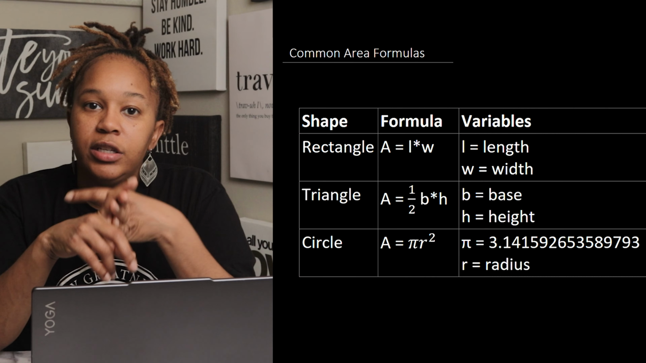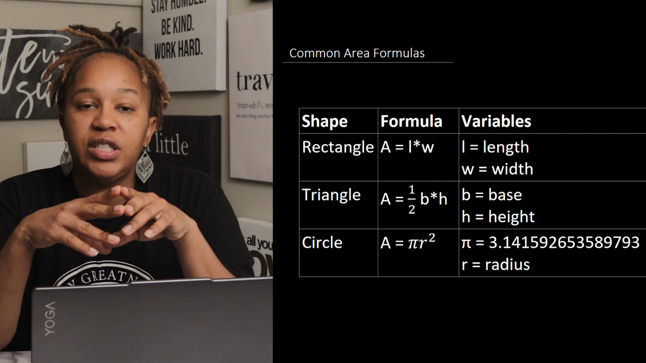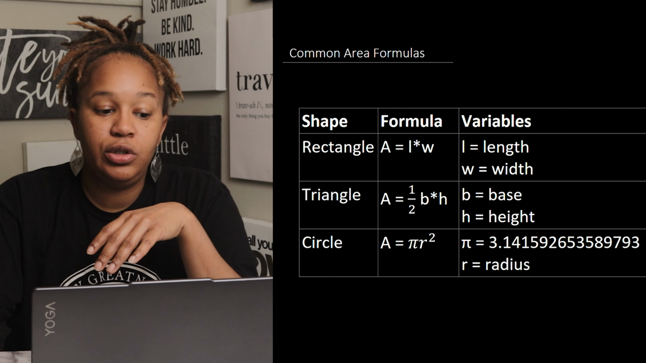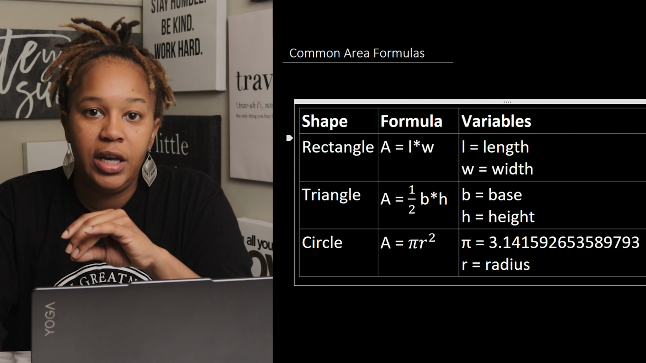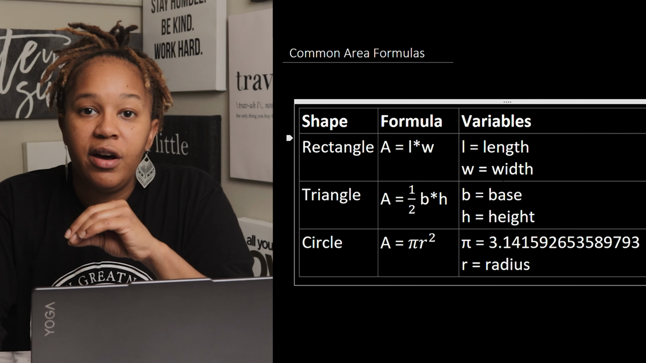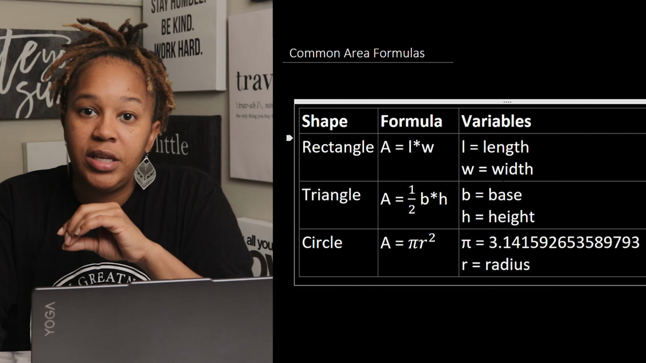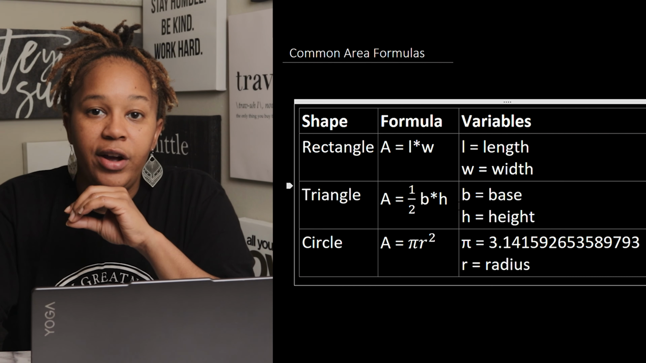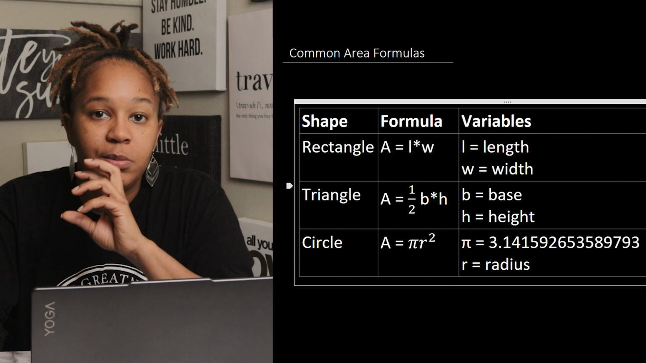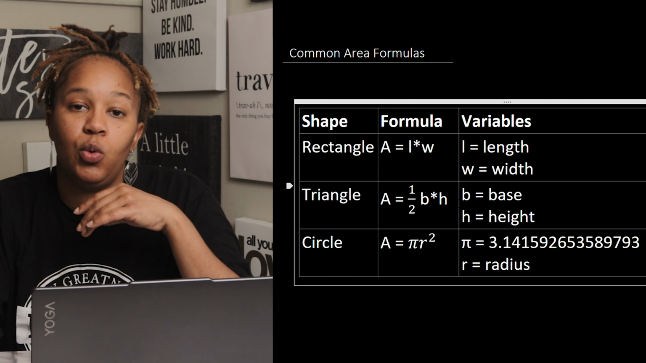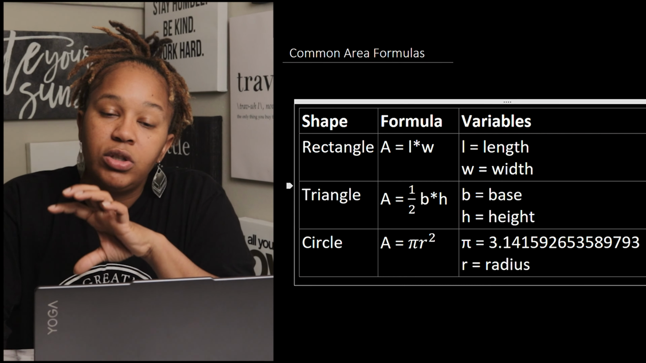There are some common area formulas. You need to know the area of a rectangle, a triangle, and a circle. The area of a rectangle is found by taking the length times the width. As you can see in this chart, A = L × W, where L is the length and W is the width. The area of a triangle is 1/2 base times height. And the area of a circle is πr², where π is approximately 3.14 and r is the radius of the circle. Those are standard formulas that you need to commit to memory.